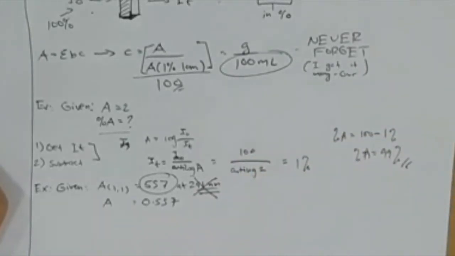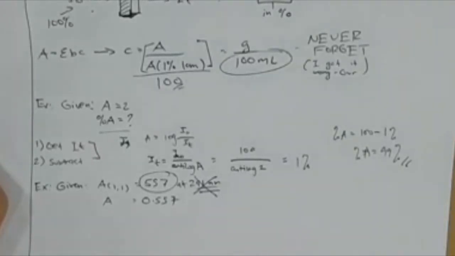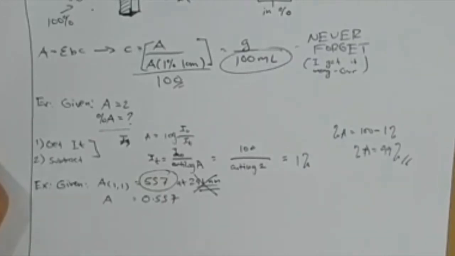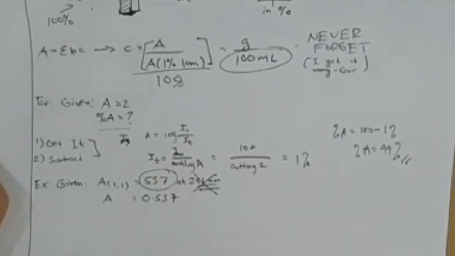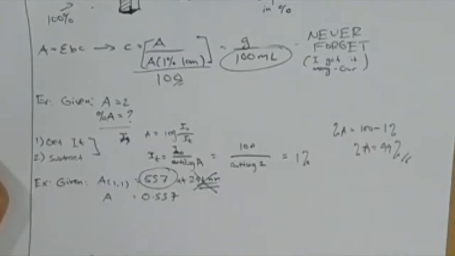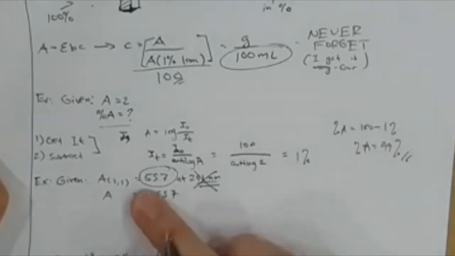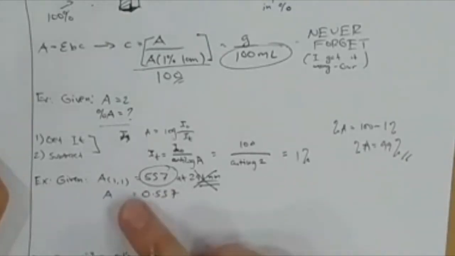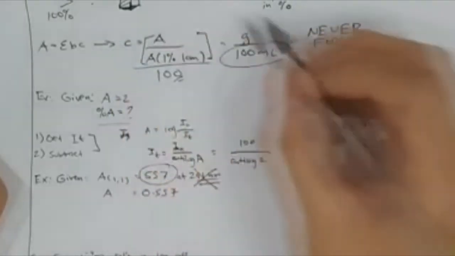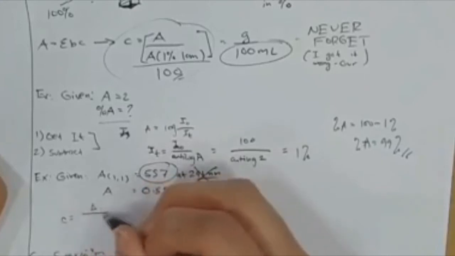So we have a sample problem here which says, what are the concentrations of the following solutions of drugs in grams per 100 ml and milligrams per 100 ml? So given is the drug carbimazole with A11 value of 557 here, and absorbance here. So simply we use this formula here. Pretty easy.